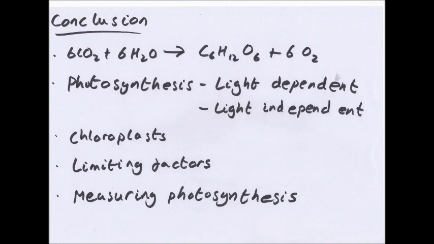And after this monumentally long video, we are done. So, conclusion, photosynthesis is carbon dioxide plus water becomes glucose plus oxygen. You have two steps in photosynthesis, the light dependent, which uses light, and the light independent, the Calvin cycle. This occurs in chloroplasts. There are many limiting factors of photosynthesis: light, temperature, CO2 concentration, wavelength, and water volume. And then you can measure photosynthesis using a photosynthometer and Aldus microburette.